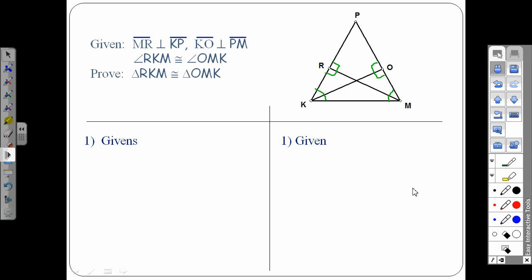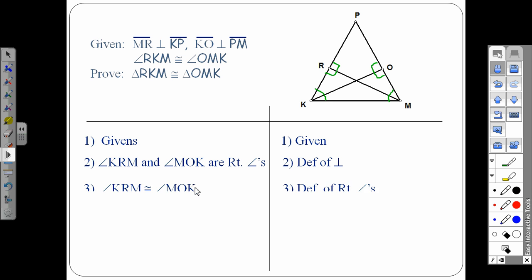All right, so let's see. We've stated our givens are given. If we know that we've got perpendicular lines, we know that we have right angles. So KRM and MOK are right angles by definition of perpendicular. And we also know that right angles are congruent. Okay. And I don't know why this says definition of right angles. That is absolutely incorrect. But I don't feel like restarting my video to fix that. You guys all know that that reason is by the definition. No, not by the definition, by all.